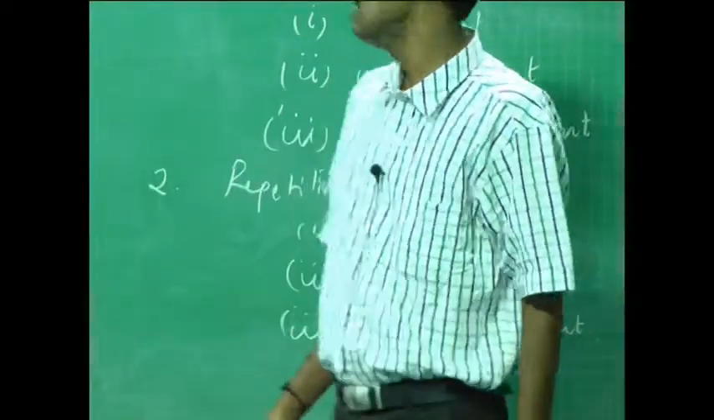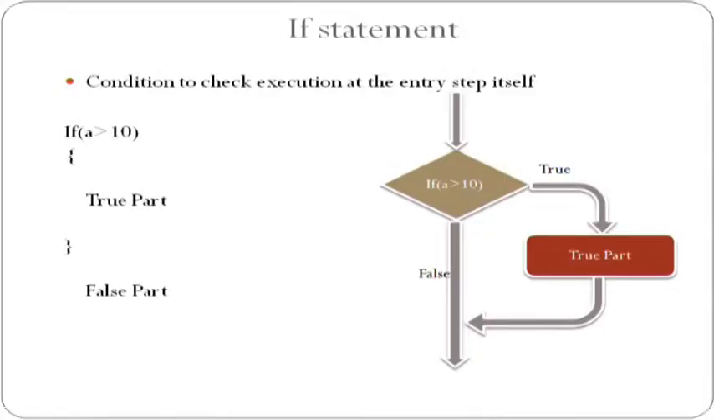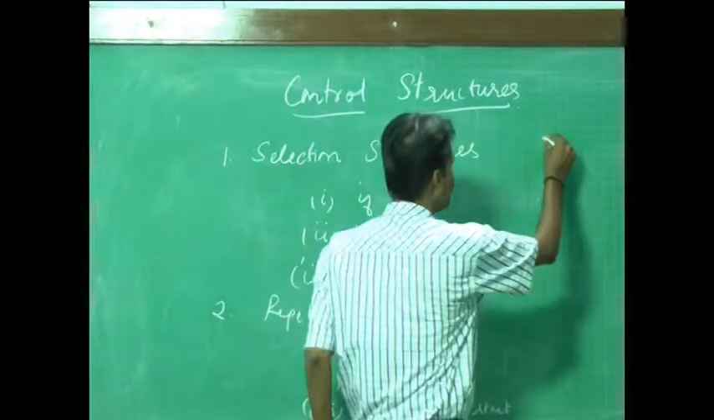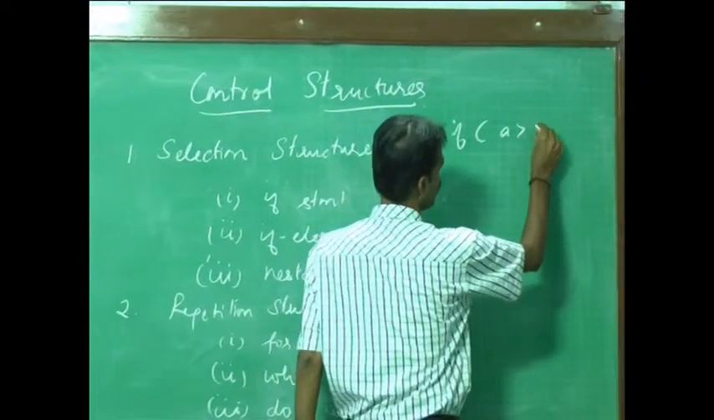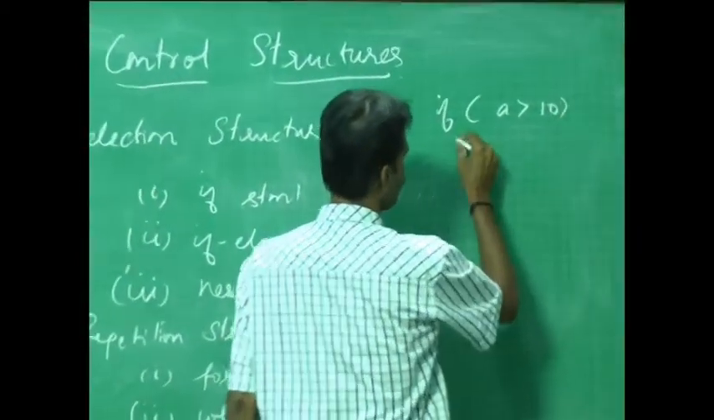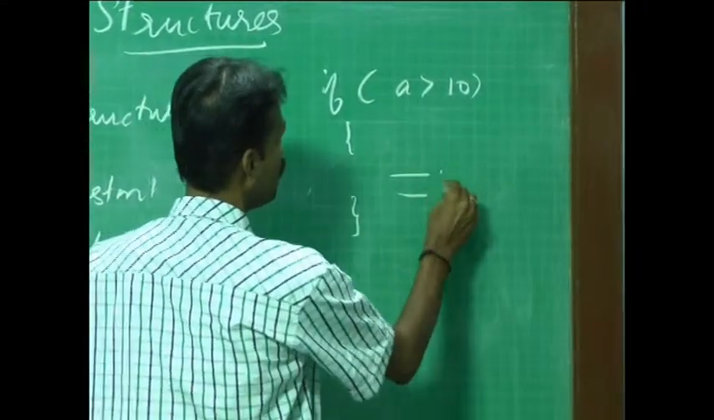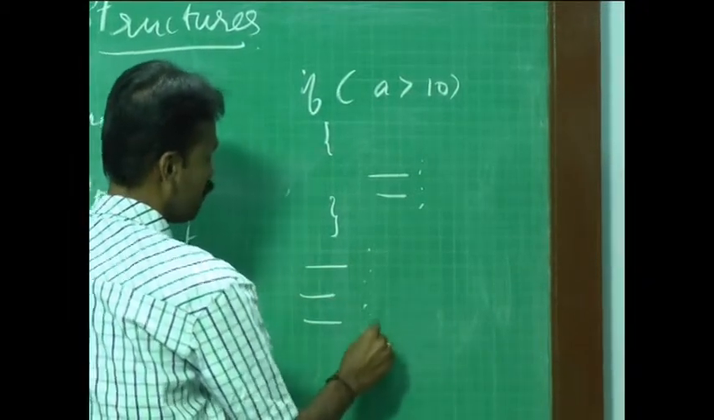Now let us have a brief visit towards the if statements we have in C programming. What is an if statement? It is a condition checked execution where the condition gets checked at the entry step itself. That is, if I do have a condition like if a greater than 10, the statement gets executed within the block. Otherwise, the control flows to the next statement in the program.